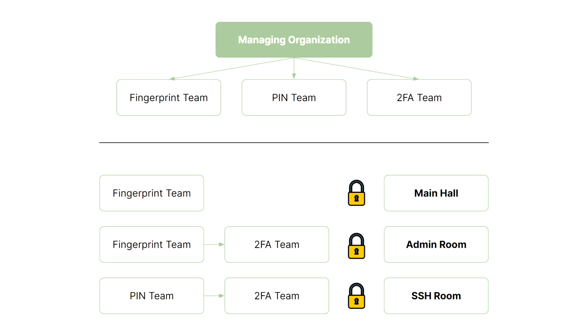Now, in this hypothetical scenario, you have three departments, for example. You might have a main hall for your employees to gather. You might have an admin room where only some administrators can access some confidential information, and an SSH room where you can access this hidden service called SSH that might be used to communicate with other agents across the organization.